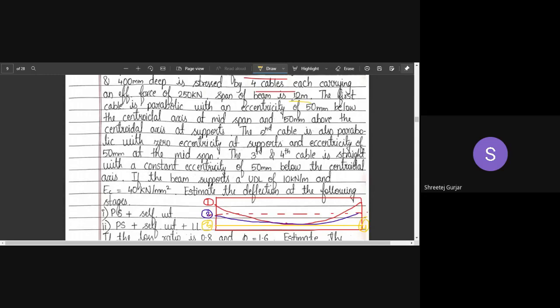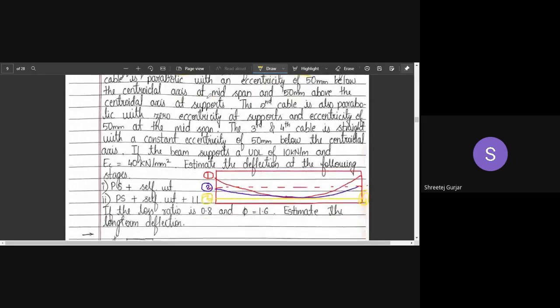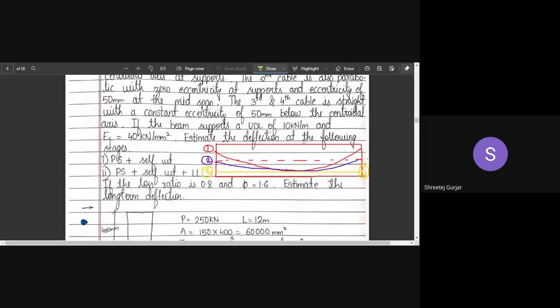Span is 12 meters. Force is given, capital P is given as 250. Again, all the other required data is also provided. So we have to estimate the deflection at pre-stress and self-weight. Calculate the deflection due to pre-stress. Calculate the deflection due to self-weight, and then add those things. You will get this case.